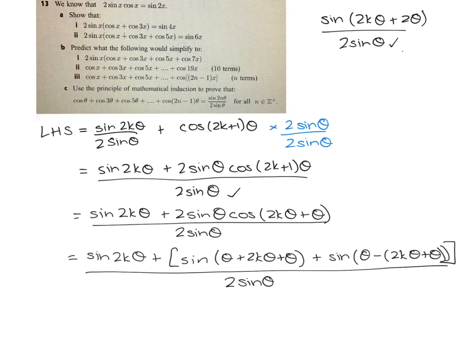Exactly the same. So when you've got 2 sine theta cos theta, this bit here is A, and this bit here is B.